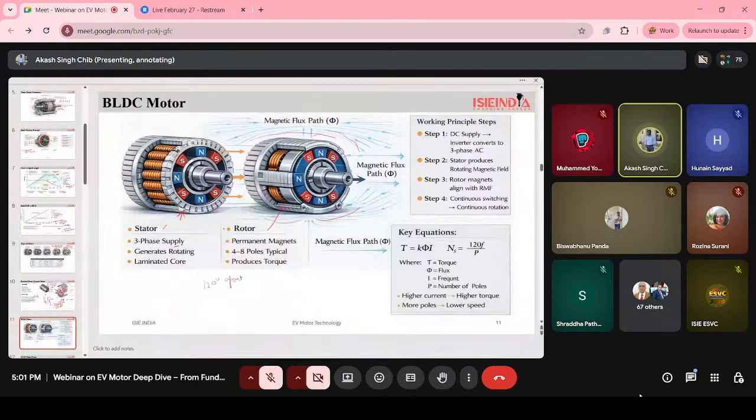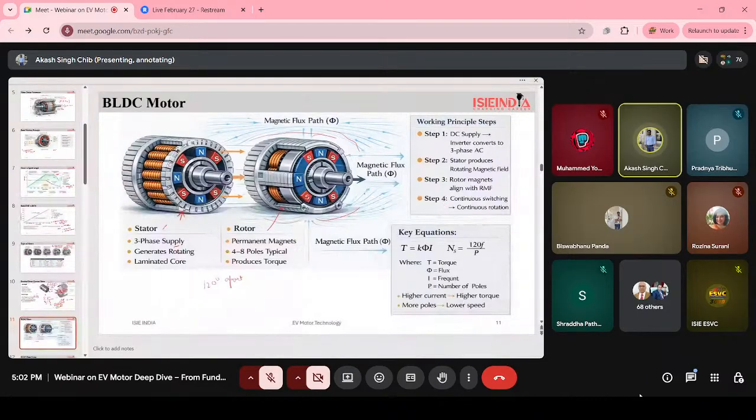And the rotor magnets try to align with the rotating magnetic field. Got it? When the magnets try to align with the RMF, it generates the torque. Basically, it generates torque whenever the magnets try to align with the RMF.